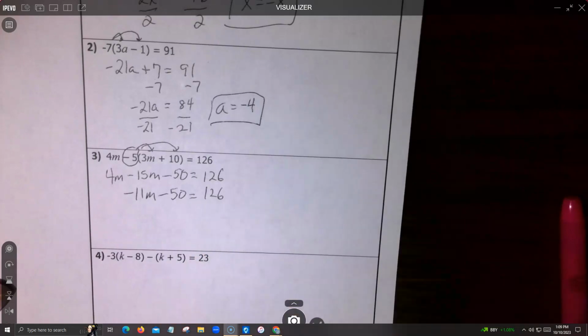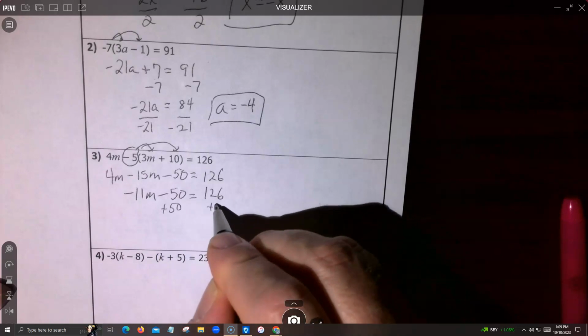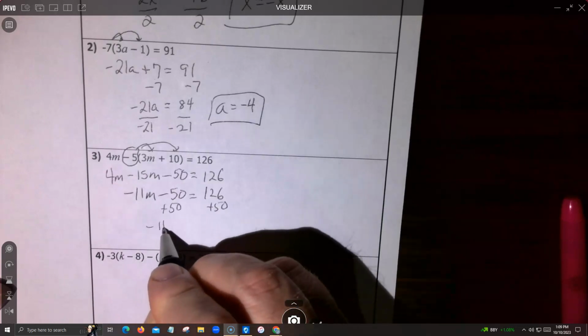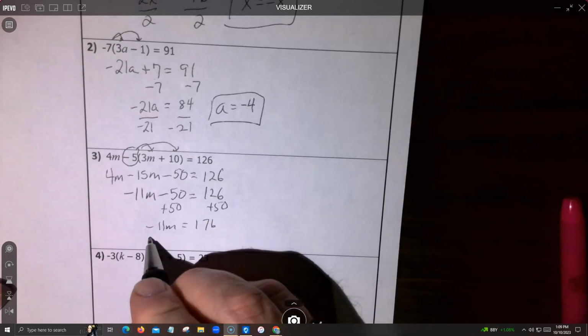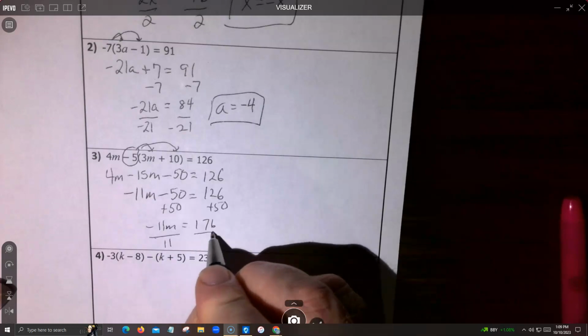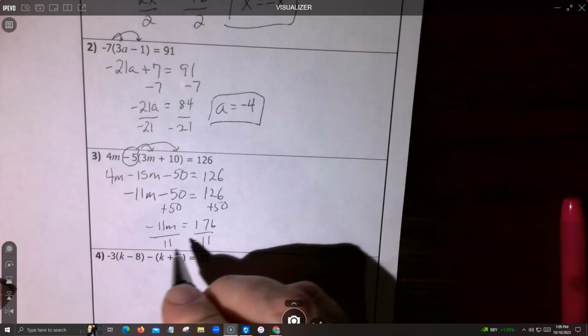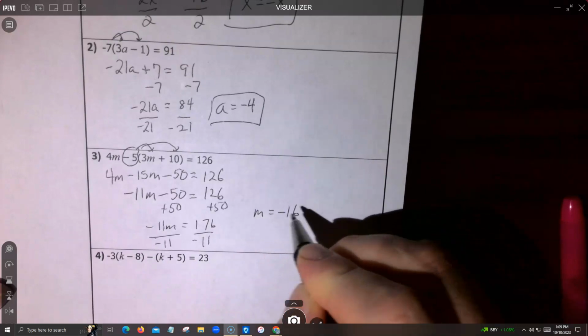And then again, we have a 2-stepper, which means it takes 2 steps to solve. So negative 11m equals 176. Divide by negative 11. That's going to give you negative 16.